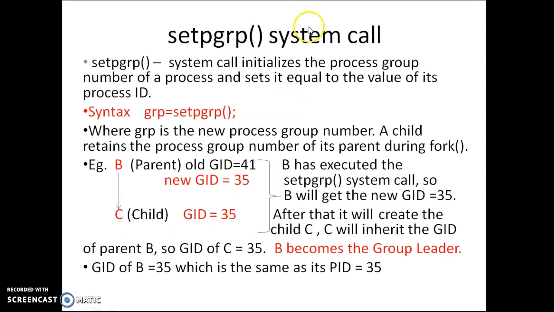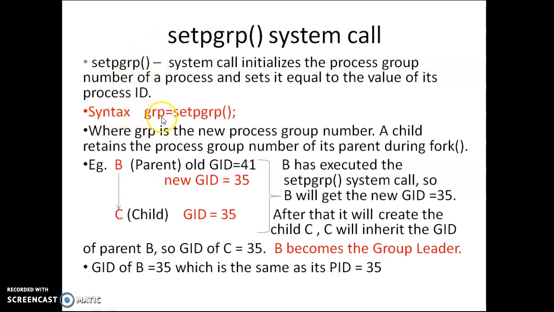So the setpgrp system call, you will see with an example also. It initializes the process group number of a process and sets it equal to the value of its process ID. Now you may not understand the definition. First we will see the syntax, we will see an example, then we will verify with the actual definition.